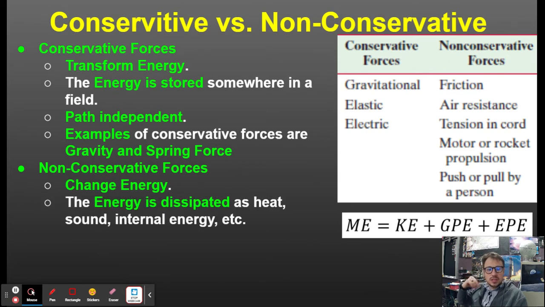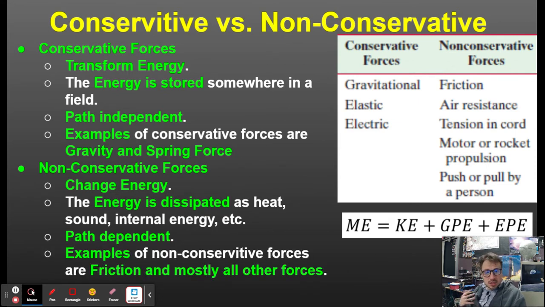Now, non-conservative forces change energy. Unless it's an external force, like an applied force, giving that object some mechanical energy, energy is going to be dissipated as heat, sound, internal energy, etc. So it's path dependent. What that means is that if you slide an object on the table, and you slide it back and forth more and more times, you're going to generate more heat. More of that energy is being dissipated out. Now, friction is the big one, right? Most all other forces are non-conservative forces, other than gravity or the elastic force.